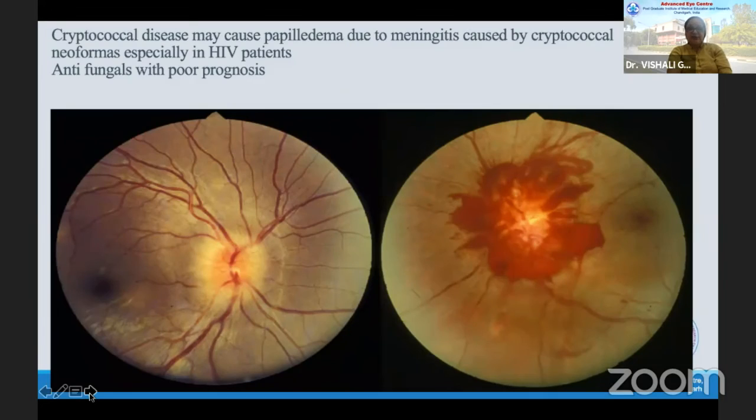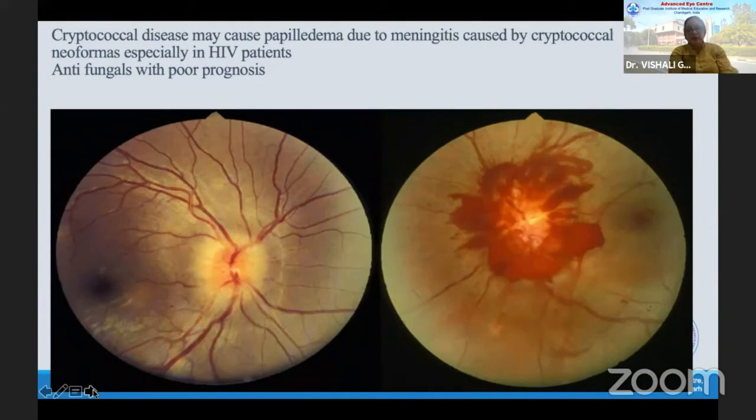Cryptococcus is another disease, and these days it is actually mucor. I could not find a picture of mucor, but I have put in a picture of cryptococcus just to indicate how fungus could present as an infective form of optic neuropathy. So cryptococcal disease may cause papilledema due to meningitis caused by Cryptococcus neoformans, especially in HIV patients. And these are the kind of patients.